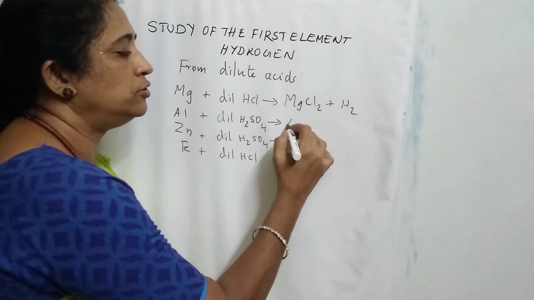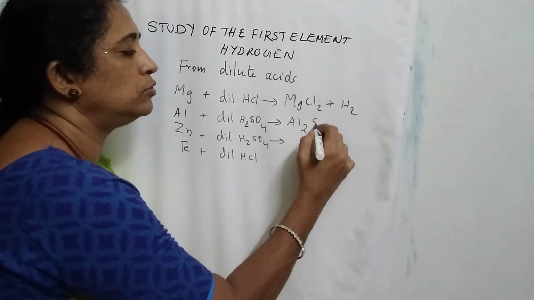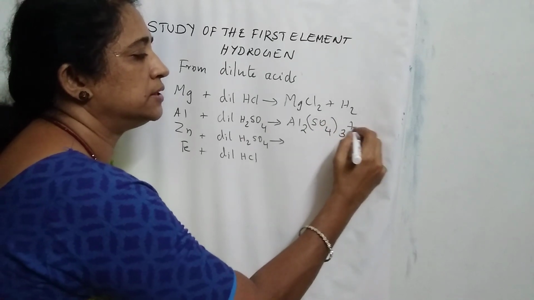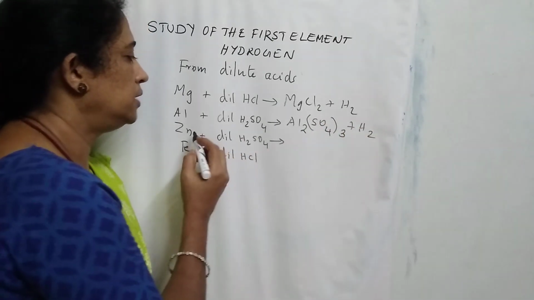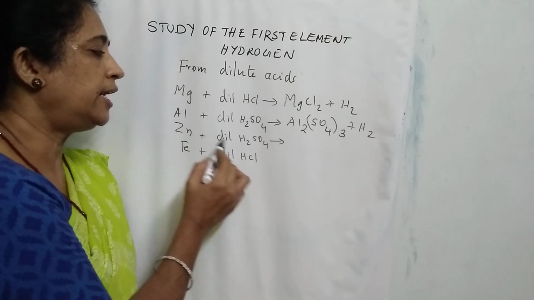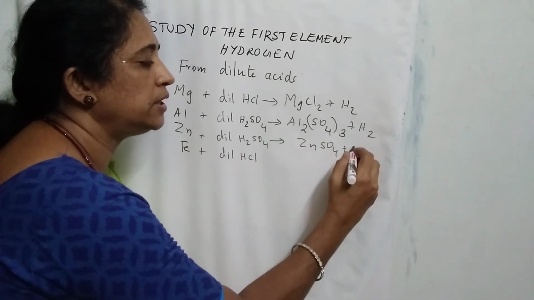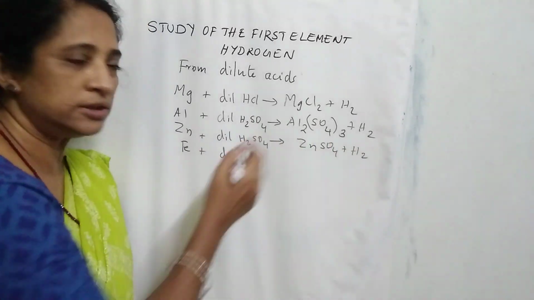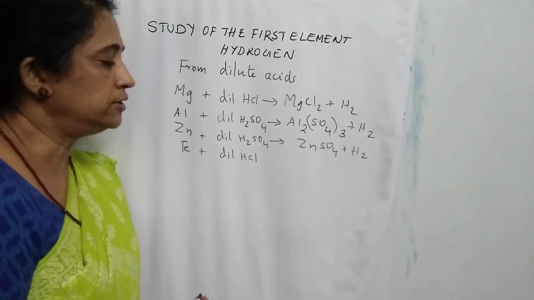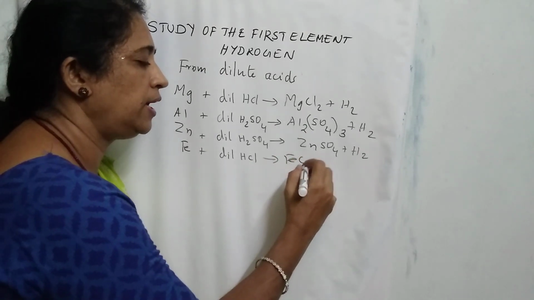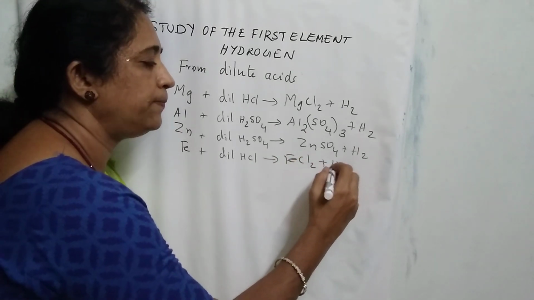Al plus H2SO4 gives Al2(SO4)3 plus hydrogen. Then Zn plus dilute H2SO4 gives ZnSO4 plus hydrogen. All these reactions are examples of simple displacement. Fe plus dilute HCl gives FeCl2 plus hydrogen.